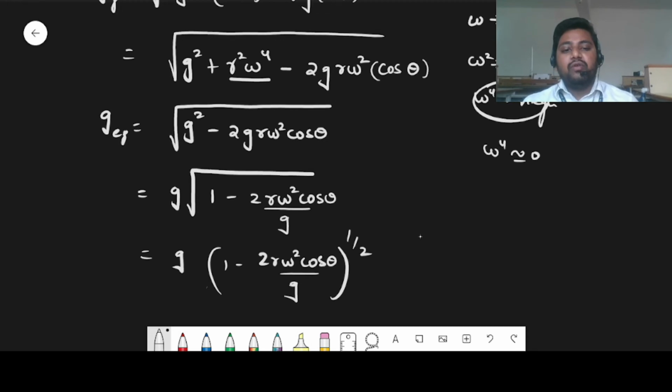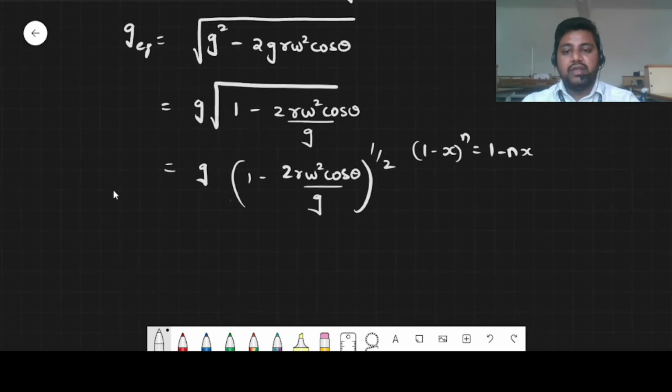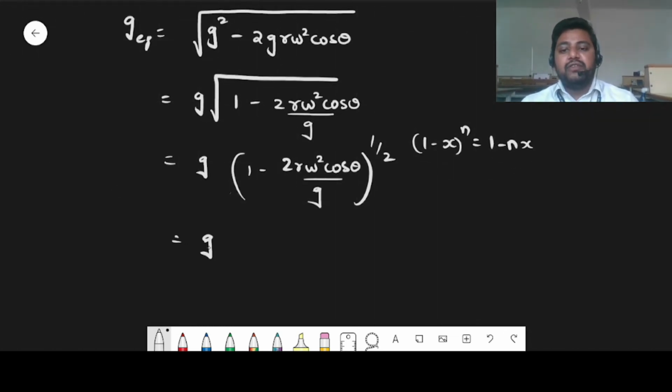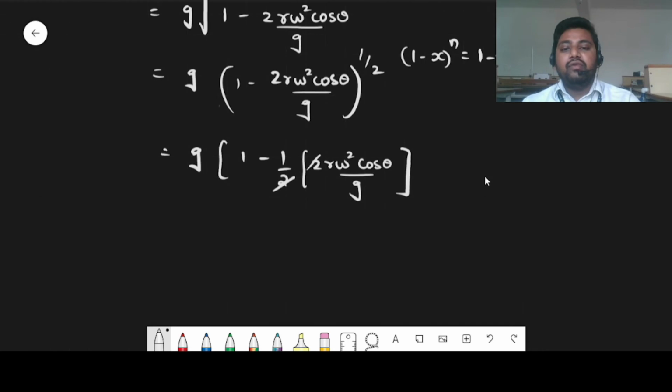Now using the binomial theorem, that is, (1 minus x) whole power n can be written as 1 minus nx, I can write this function as g into 1 minus 1 by 2 into 2r omega square cos theta divided by g. So these two get cancelled. We will finally get, when g is multiplied inside, g minus g into r omega square cos theta divided by g. So these two get cancelled. You can write g minus r omega square cos theta.